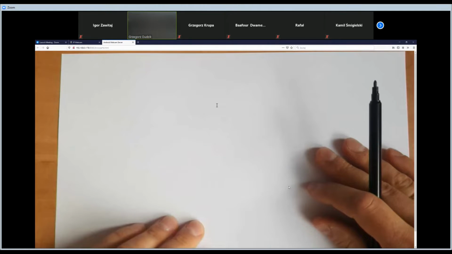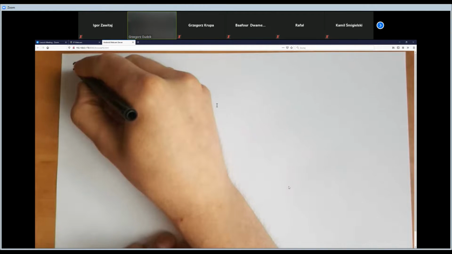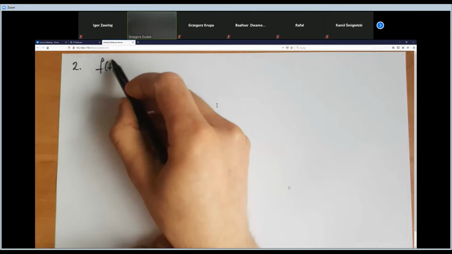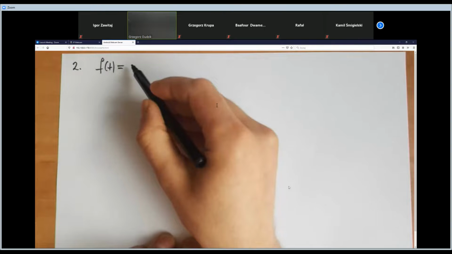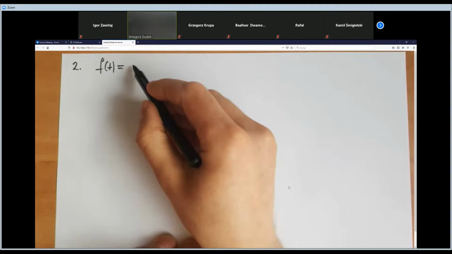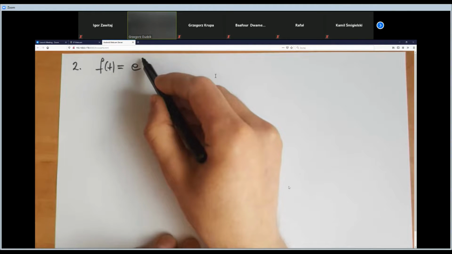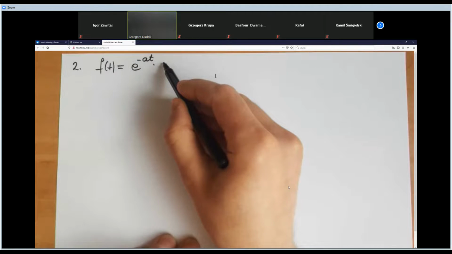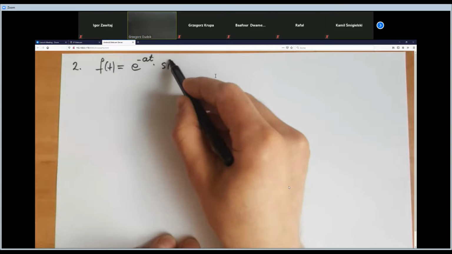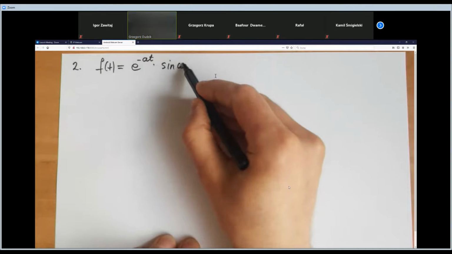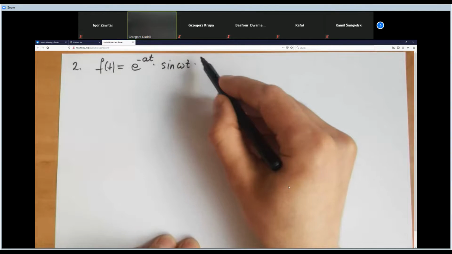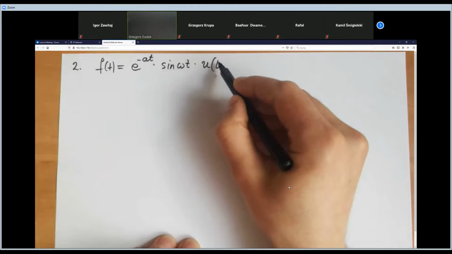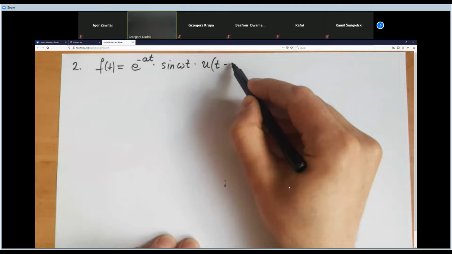And our function in time domain is given by that expression. It is e to the power of minus et times, for example, sine omega t times, of course, the unity function. However, the unity function is u(t minus 1).